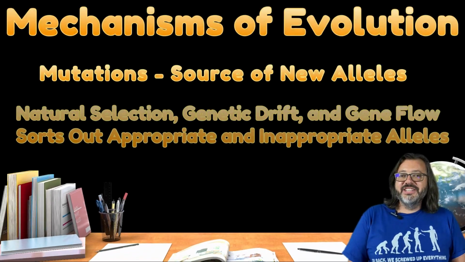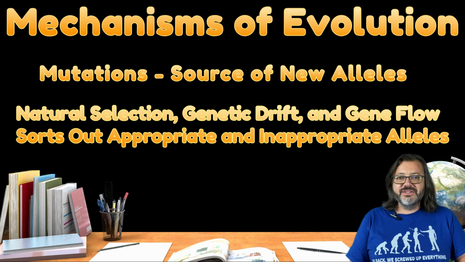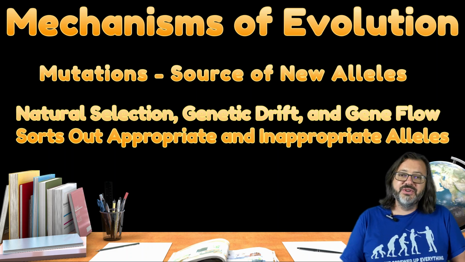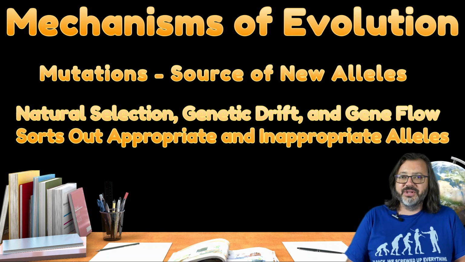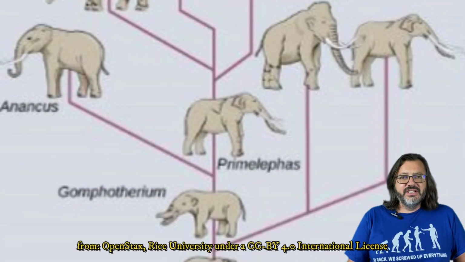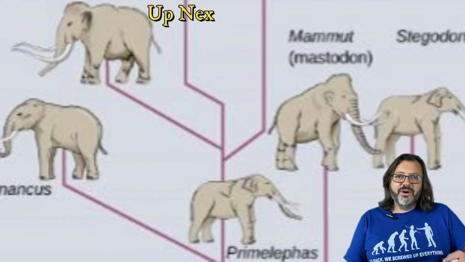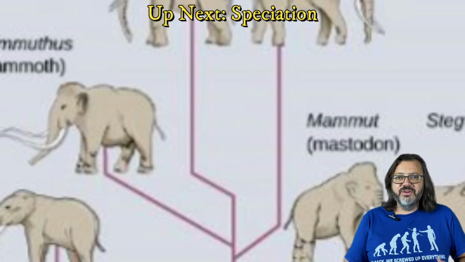So now that we know the mechanisms for evolution in a population, such as mutation, which introduces new alleles, and natural selection, genetic drift, and gene flow, which simply rearrange existing alleles in a population, how do you get new species? So in our next video, we're going to explore macroevolution by going over speciation.